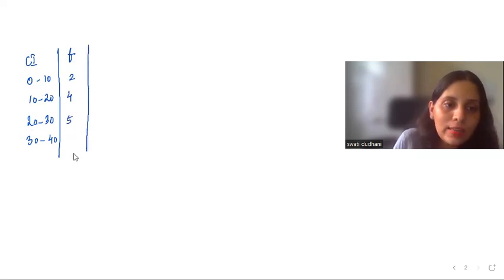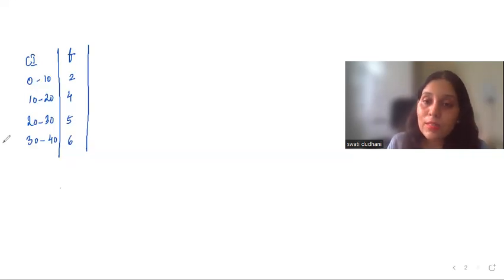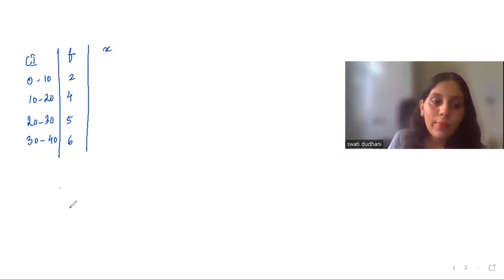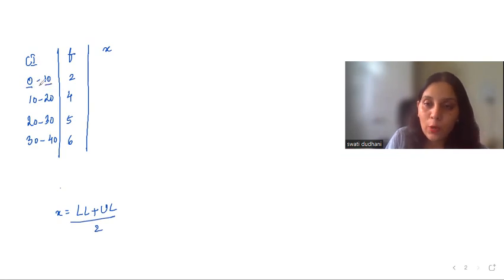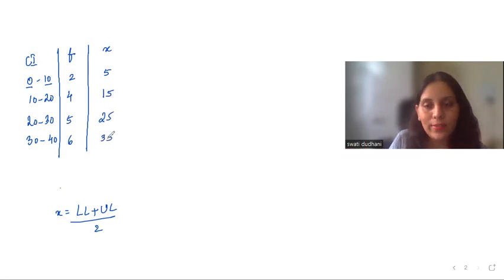All right. Now, since we have class intervals, we will find the class mark. Class mark is lower limit plus upper limit by 2. Here lower is 0, upper is 10. 0 plus 10 by 2 is 5. 10 plus 20 by 2, 30 by 2, is 15. Then you get 25 and then you get 35.